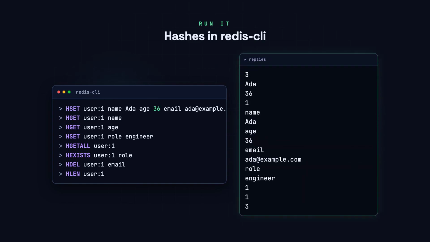HGET reads one field, HGETALL returns everything, and HLEN tells you how many fields exist. All of these are O(1), or O(n) on the number of fields returned.